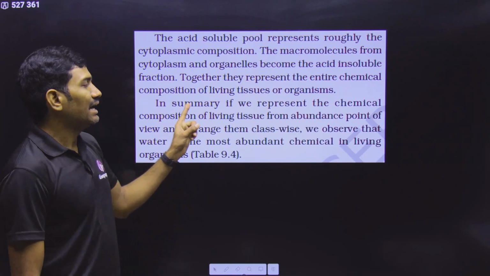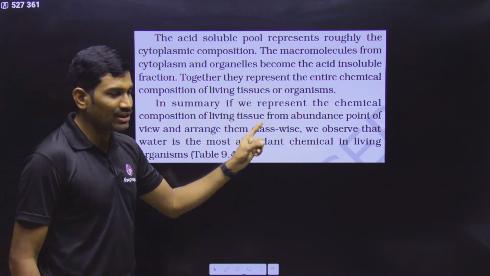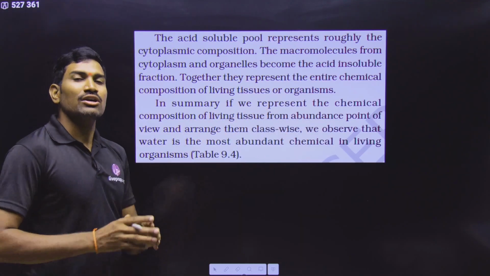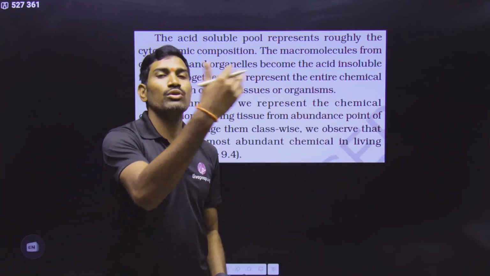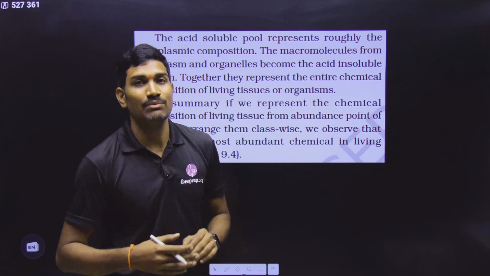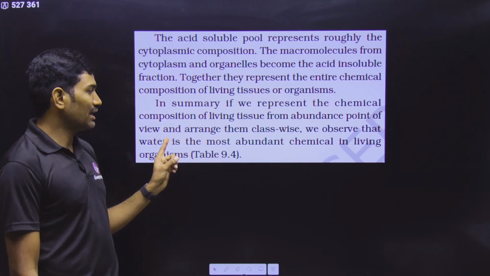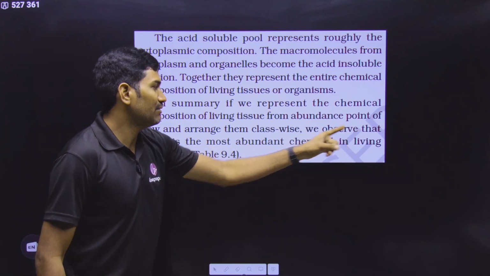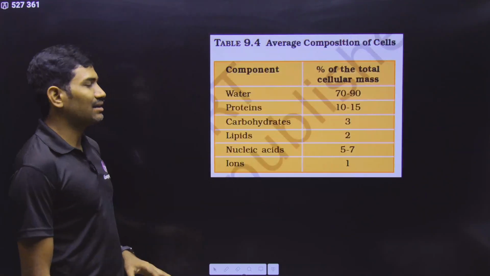Clear? Next one. In summary, if we represent the chemical composition of living tissue from the abundance point of view, that means after the analysis we are classifying all the compounds, and seeing who is more abundant and who is less abundant, that means who is more present and who is less present. Based on abundance, and class wise, we observe that water is the most abundant chemical in the organism.